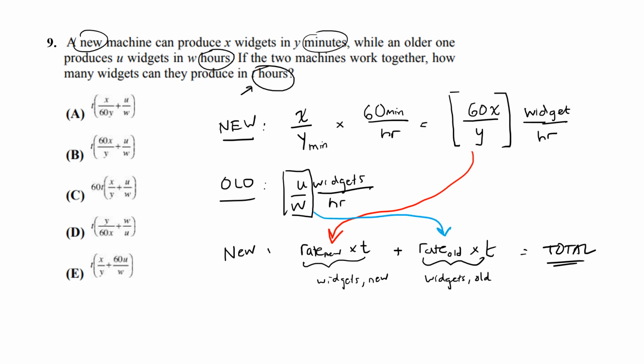So when we plug that in, we notice we can pull a T out. Everyone has a T for the T hours, so we can just pull that out. And we have the new rate 60x over y, and we can add that to the old rate, which is u over w, okay? And just do a little pattern matching, and we can see it is not choice A, but it sure looks like choice B.